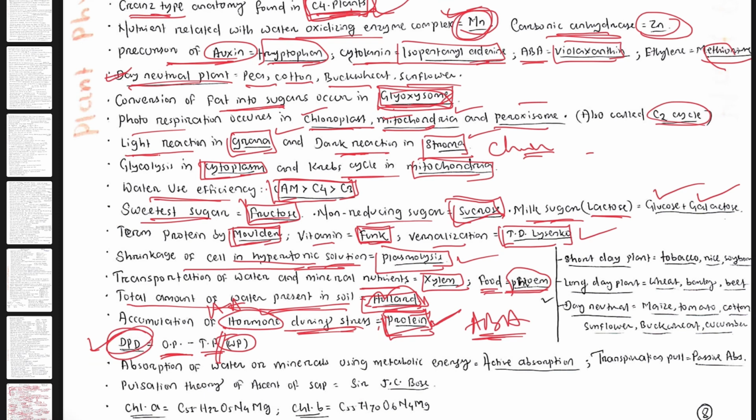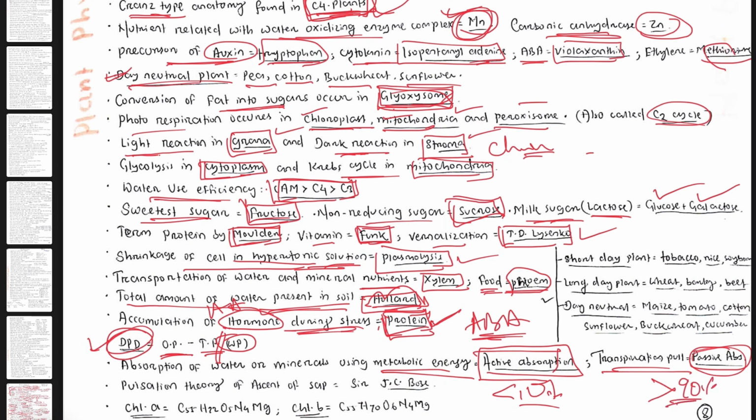Absorption of water or minerals using metabolic energy is known as active absorption, which is less than 10%. Absorption using transpiration pull is known as passive absorption, which happens in most cases, more than 90%. The pulsation theory of ascent of sap was proposed by Sir J.C. Bose, Jagdish Chandra Bose.